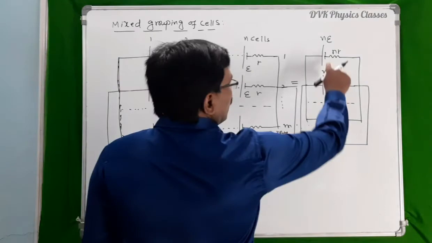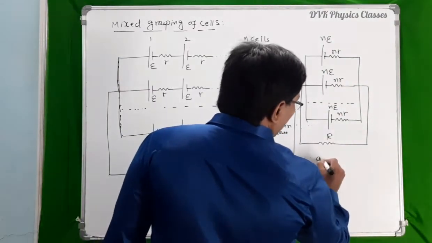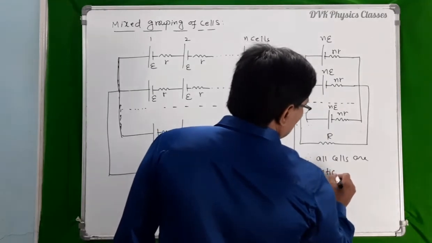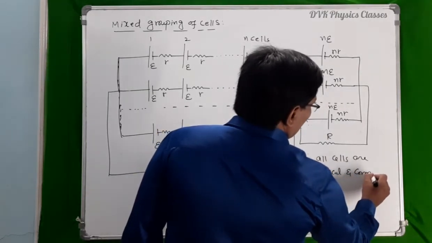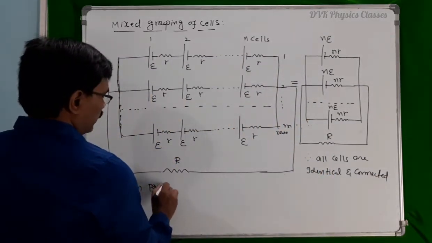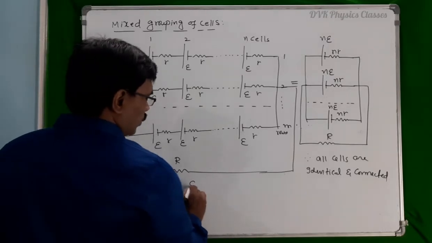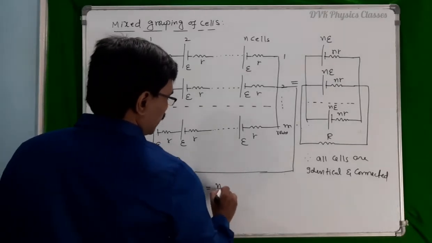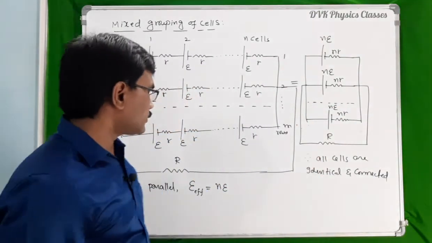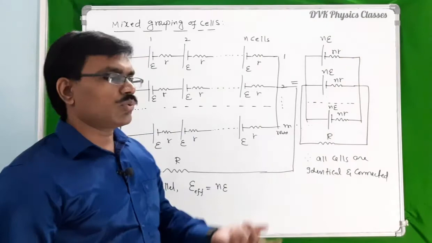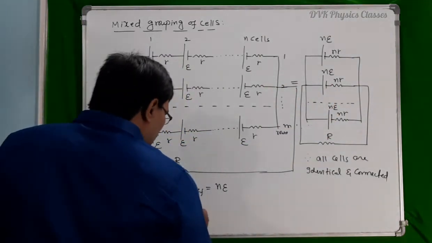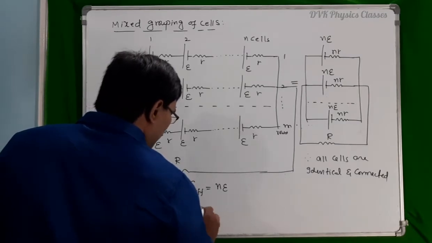Now, since all cells are identical and connected in parallel grouping, the net or effective EMF is simply equal to E. When m identical cells are connected in parallel grouping, the effective EMF is equal to the EMF of a single cell.